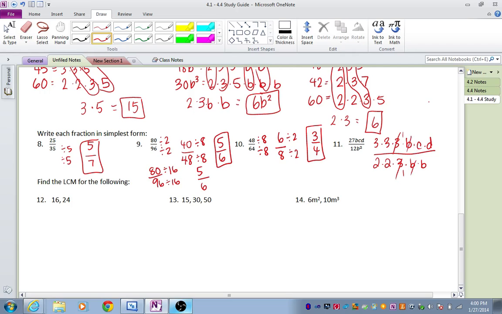So now we're going to go through and see what we have left. Your answer should still be a fraction. 3 times 3 is 9, and we have CD, so it's 9CD. 2 times 2 is 4 with a B. So our answer is 9CD over 4B.